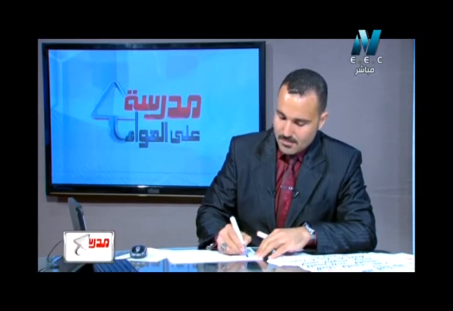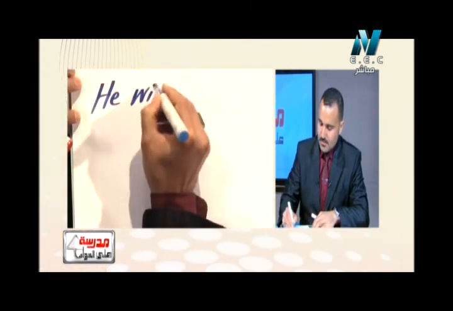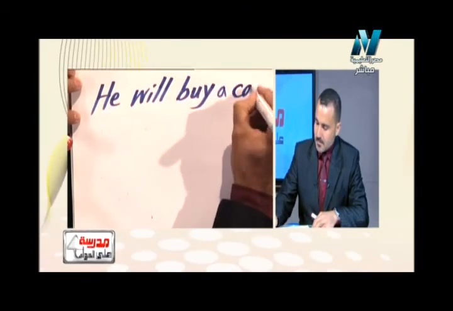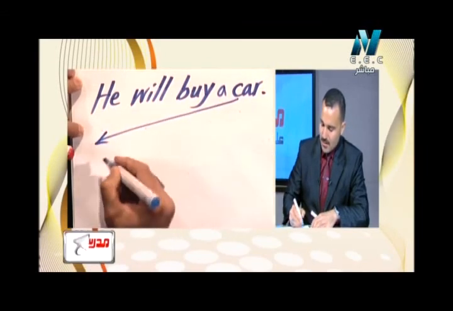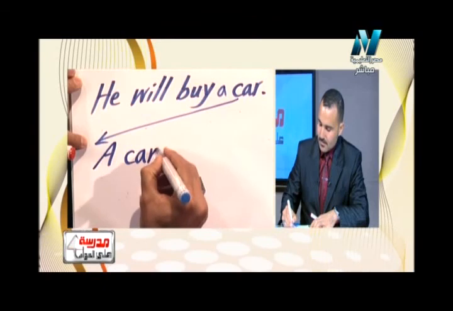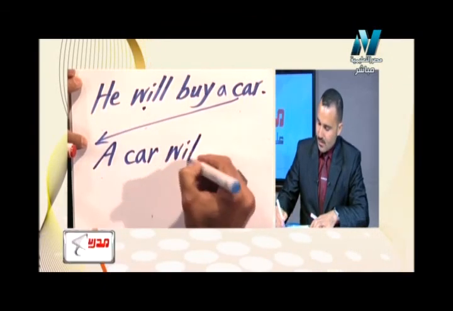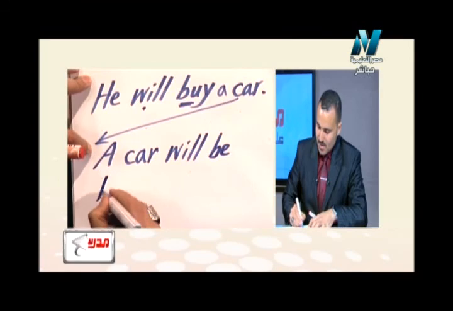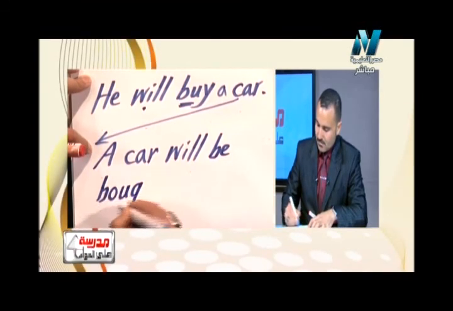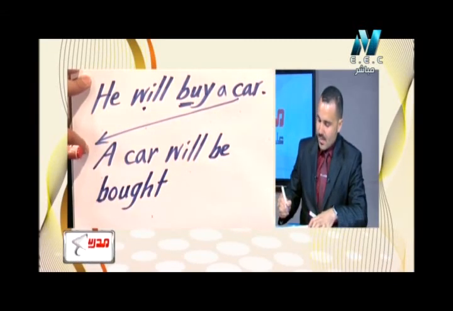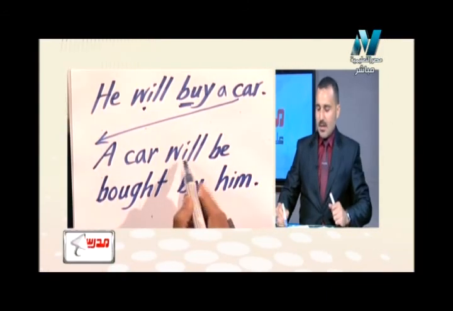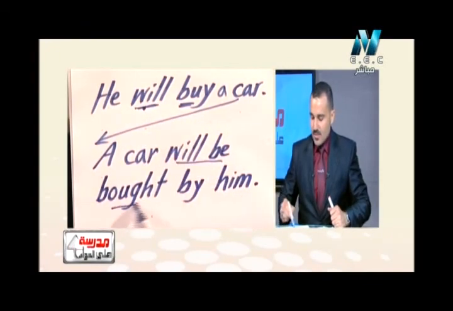طيب ناخد اكزامبل كده سريعا. He will buy a car. يبقى لو هنعمل باسيف هنقول a car will هتبقى will be زي ما احنا اتفقنا، وبعدين بنحط ال past participle بتاع buy اللي هيبقى bought، will be bought by him. يبقى الموديل اللي عندنا will بقى will be وبعدين ال past participle.